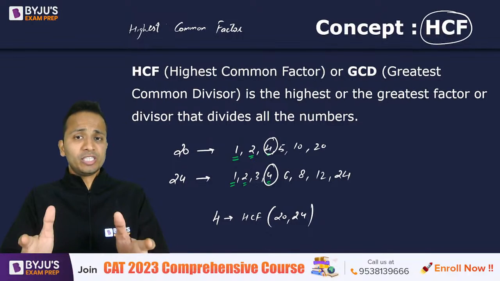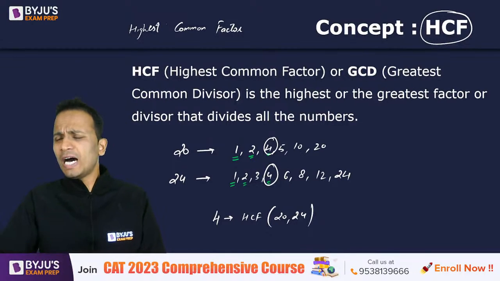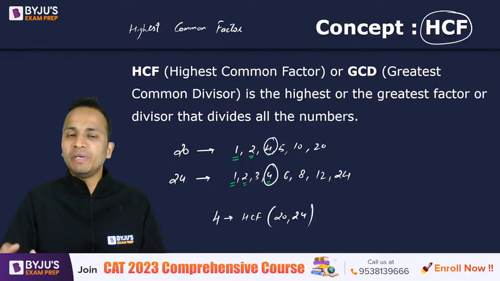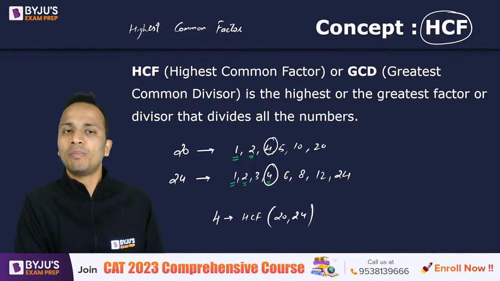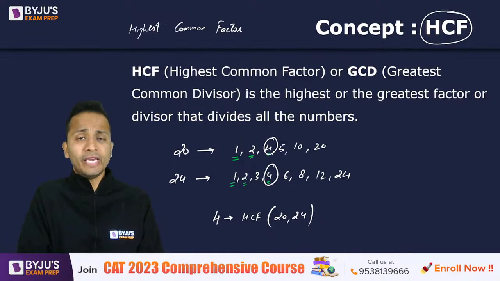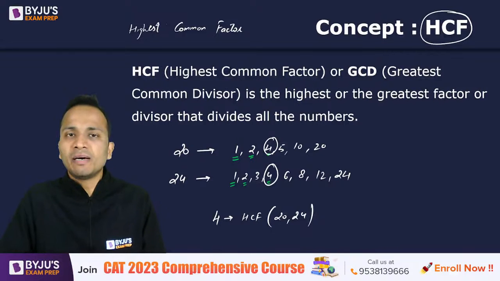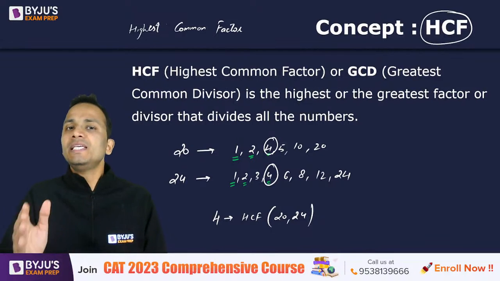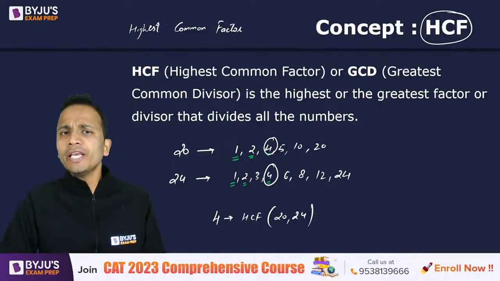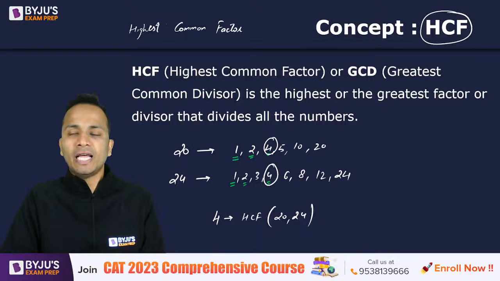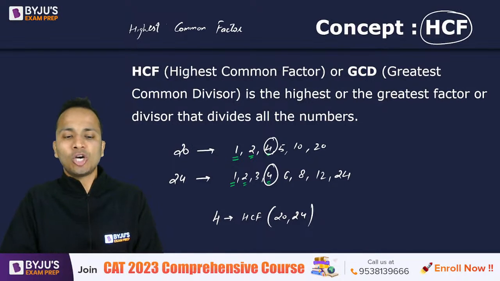This is the relevance, the basic definition of highest common factor, right? Understand one thing: the factors of a number will always be either less than or equal to the number. A factor of a number cannot be greater than that number. So this is the highest common factor.